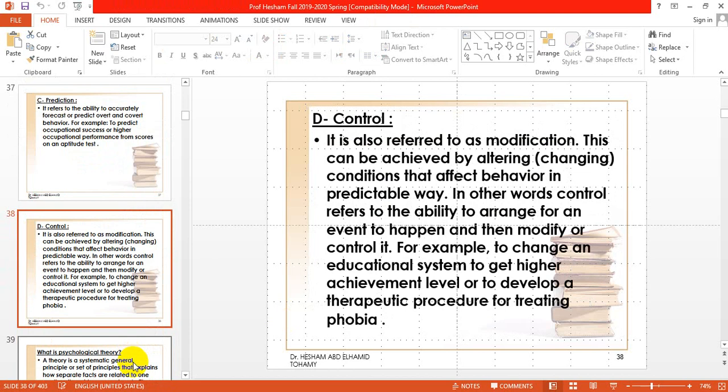We have many definitions. Definition number one, it is also referred to as modification, and it can be achieved by altering or changing conditions that affect the behavior. In other words, control, this is the second definition: control refers to the ability to arrange for an event to happen and then modify or control it. Remember, control is also referred to as modification. So if I ask you about the definition of control, the answer will be the same as for the question of what is the definition of modification.